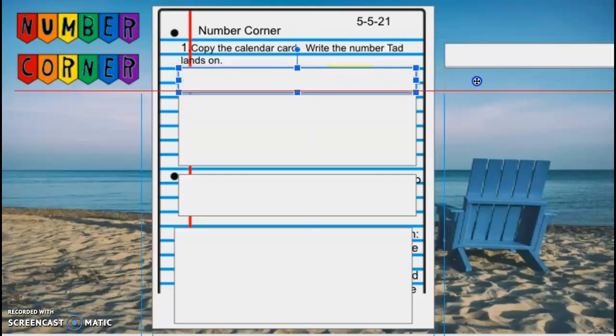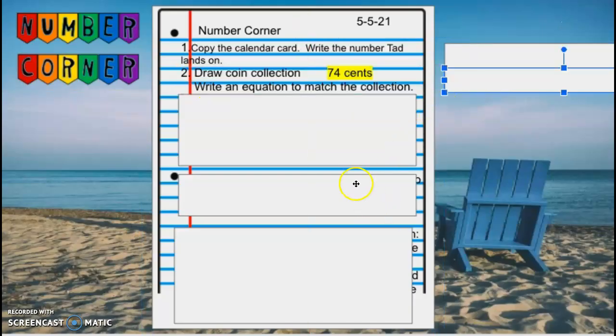All right, friends, we are moving on to number 2. Next to number 2, you are going to draw a coin collection. Today you are going to draw 74 cents and then write an equation that matches your collection.